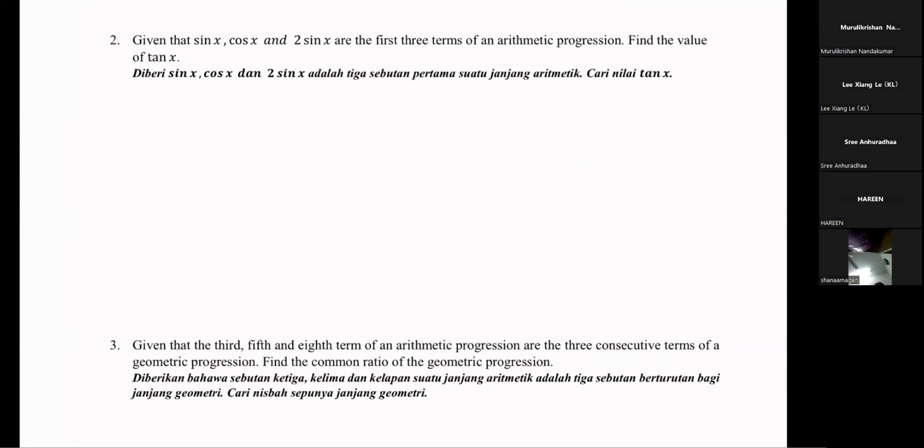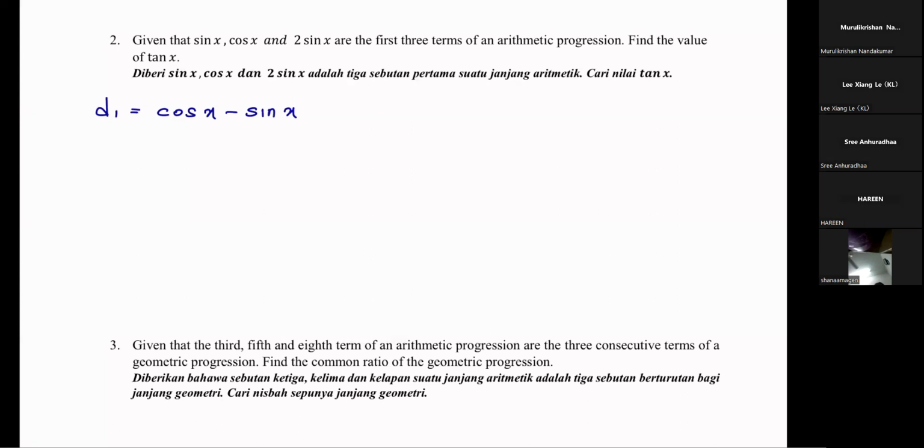Okay, given that sine x, cos x, and 2 sine x are the first three terms of the arithmetic progression, find the tangent x. Okay, sine x, cos x, and sine 2x are the three terms of the arithmetic progression. So arithmetic progression will have what, guys? Yes, common difference, D. So my first D is cos x minus sine x. So this is your D1.